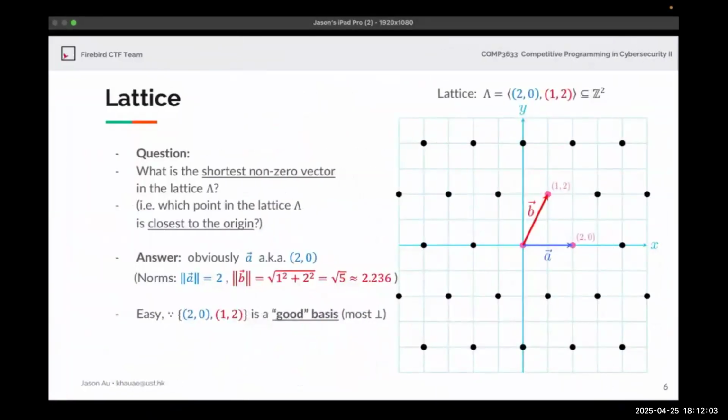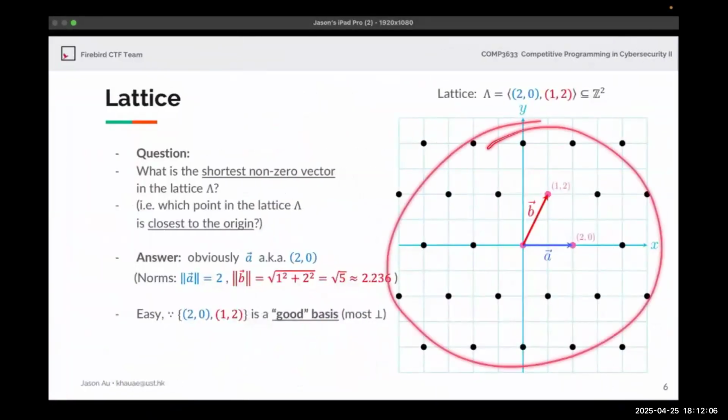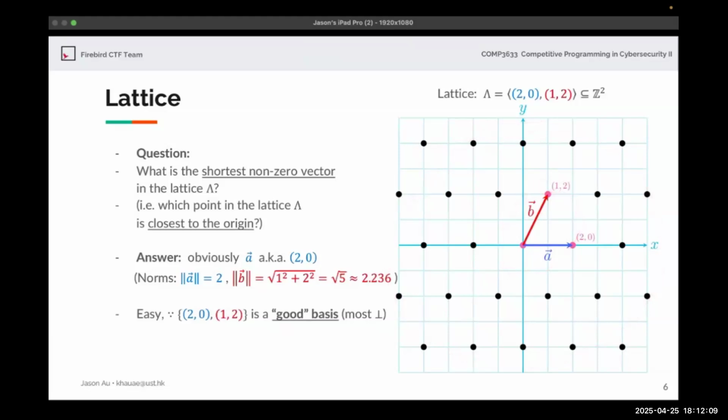Okay, so let me have a question for you. This is the lattice and this is the basis. What is the shortest non-zero vector in this lattice? Or simply, which point in lattice lambda is closest to the origin? Of course, it should be one of these 2 points. It's not the origin because this is a zero vector. So it should be one of these 2 guys. Which one? We can perform a very simple distance formula. This is 2 and this is square root of 5 by Pythagoras theorem. So of course, vector A is the shortest.